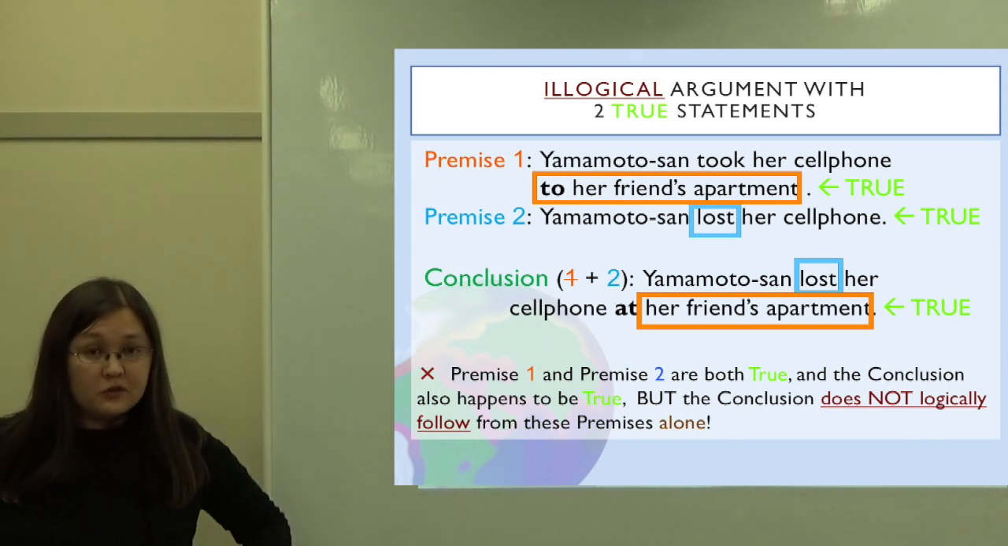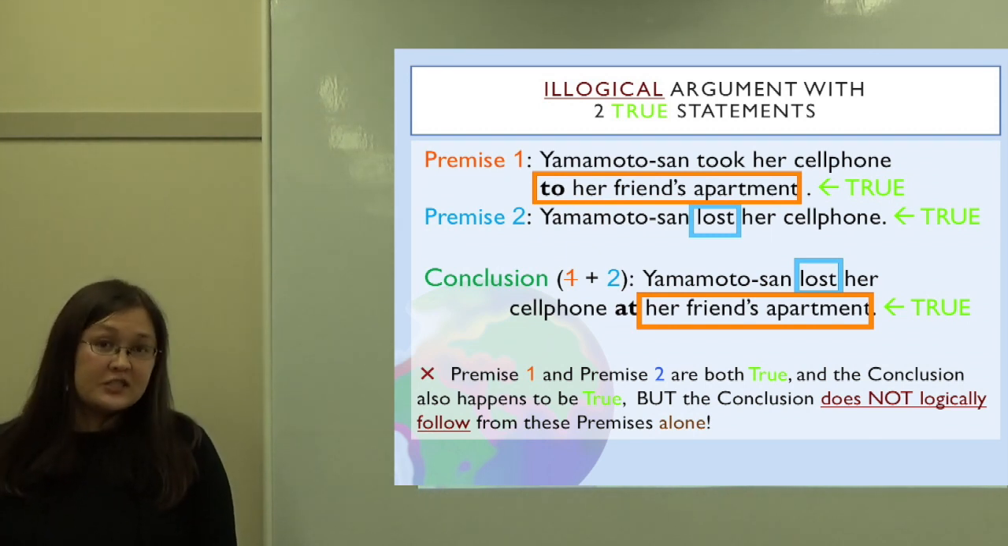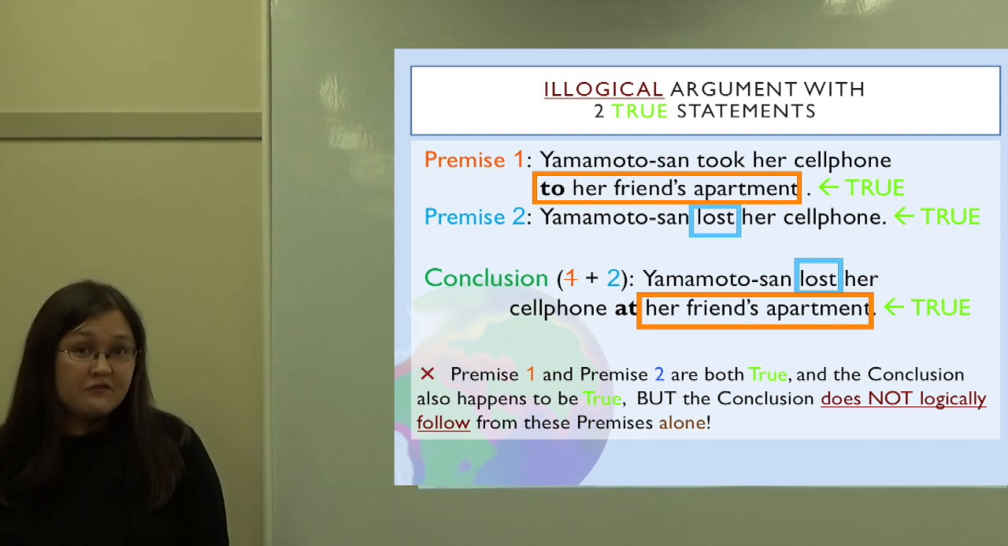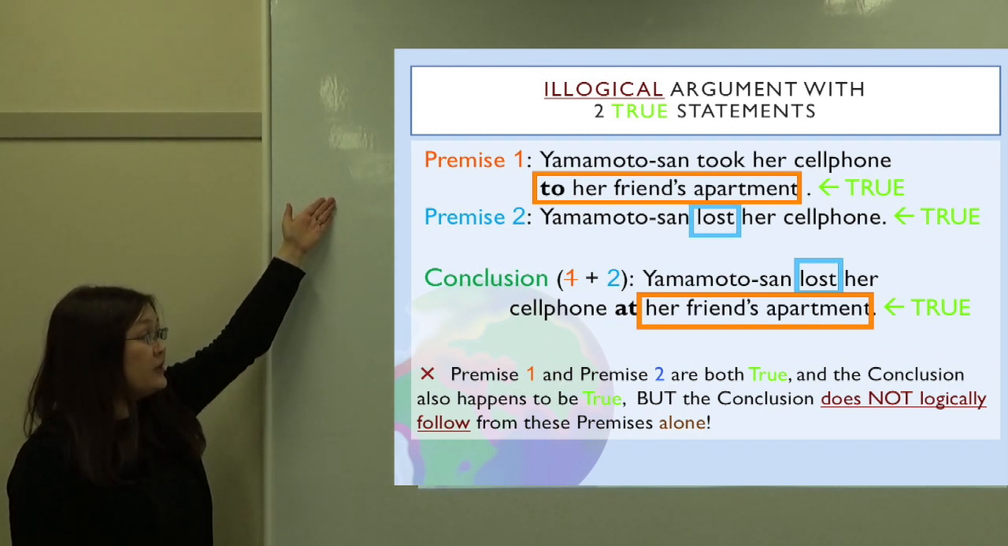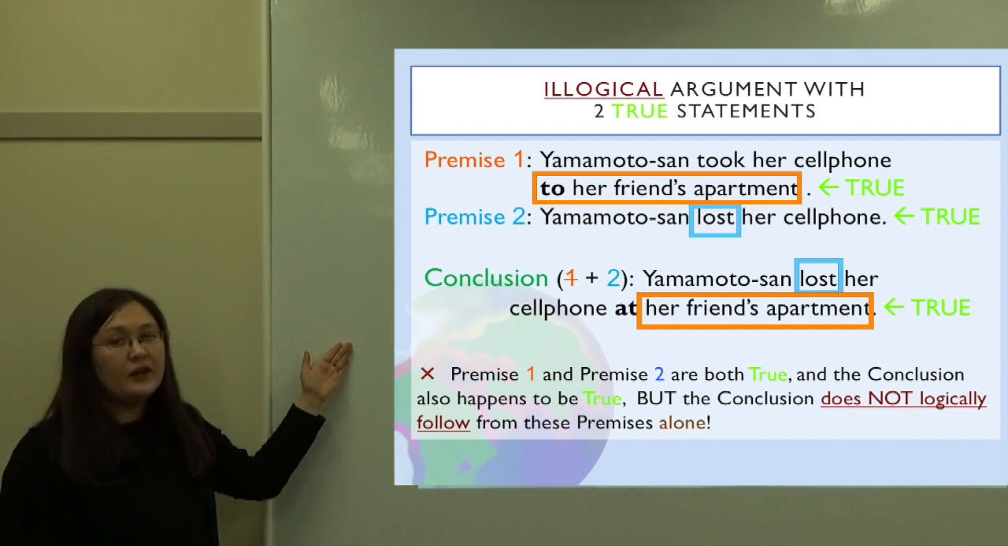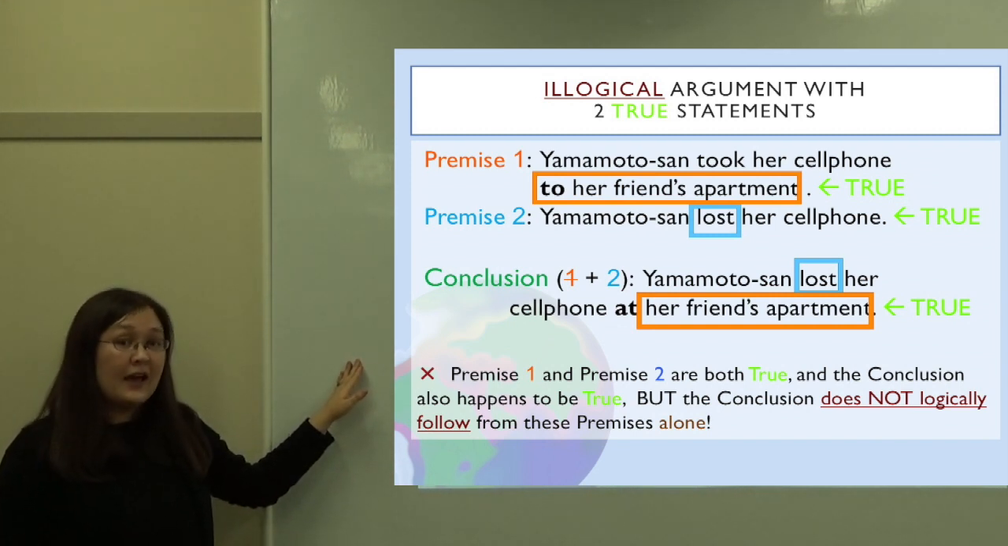It's possible she lost it at the apartment, but it's also possible she lost it after she left from the apartment. We know she lost it, and we know it went to the apartment, but we don't know when and where. So we cannot make this conclusion that it was lost at the apartment.